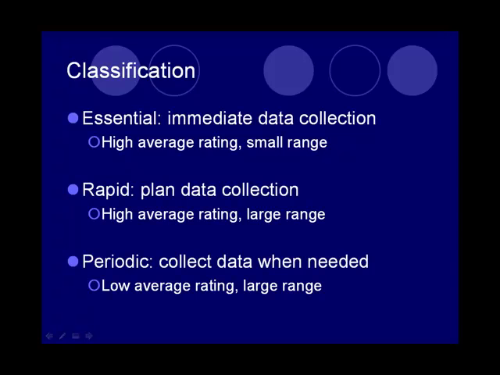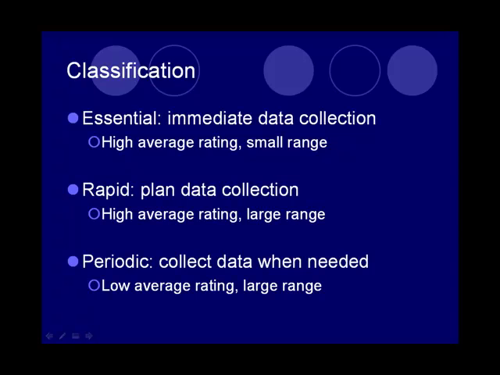When classifying each information factor, there are three possible categories. The first category is essential data. This category includes information factors with high average usefulness ratings and smaller ranges. Information factors in this category require immediate data collection.